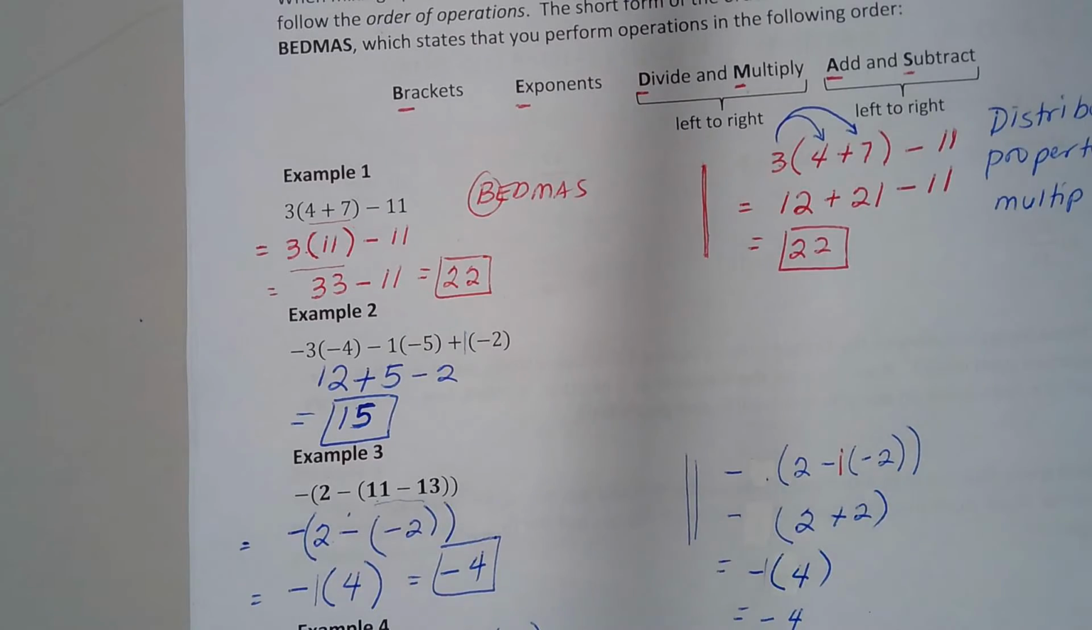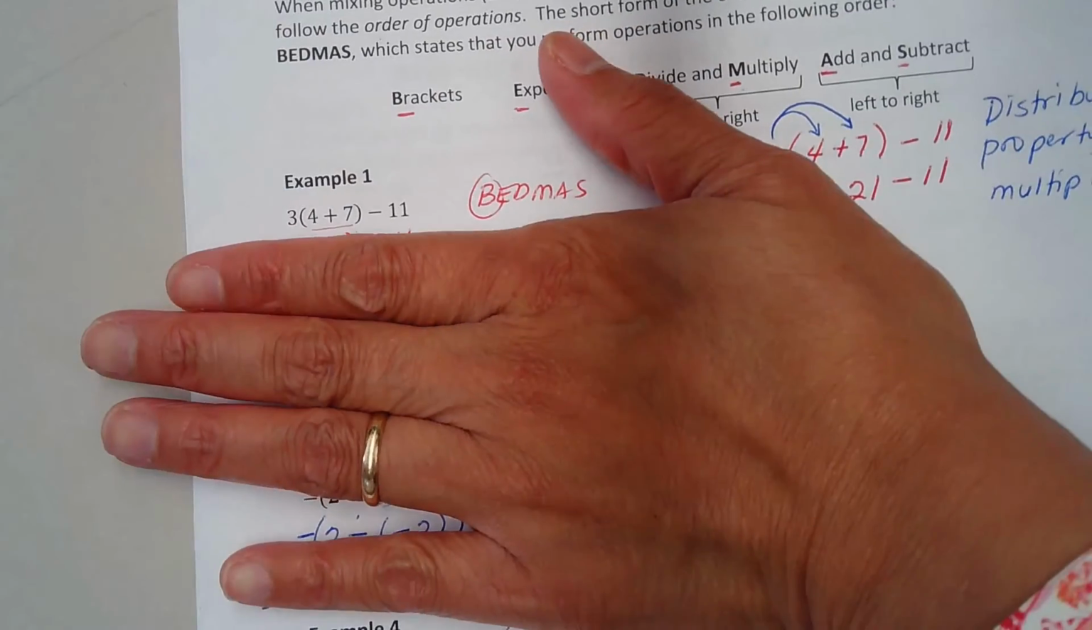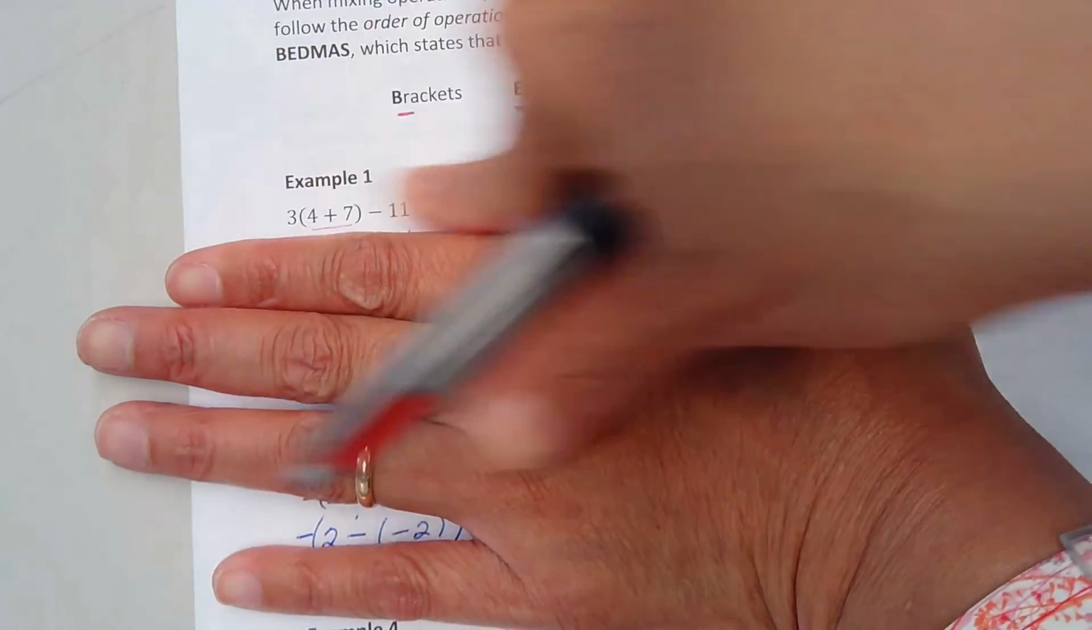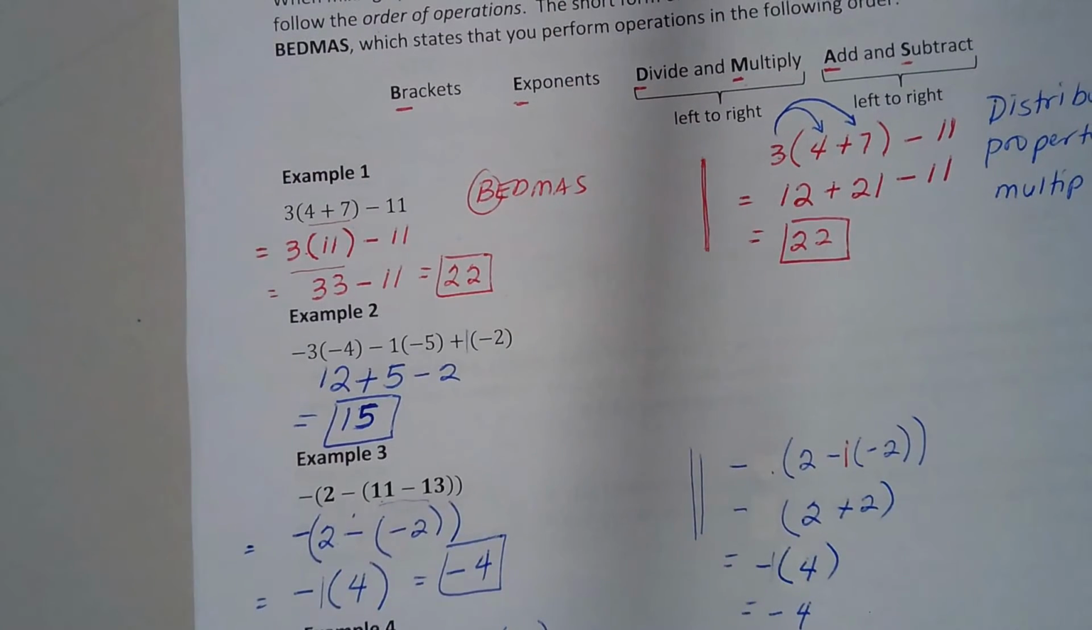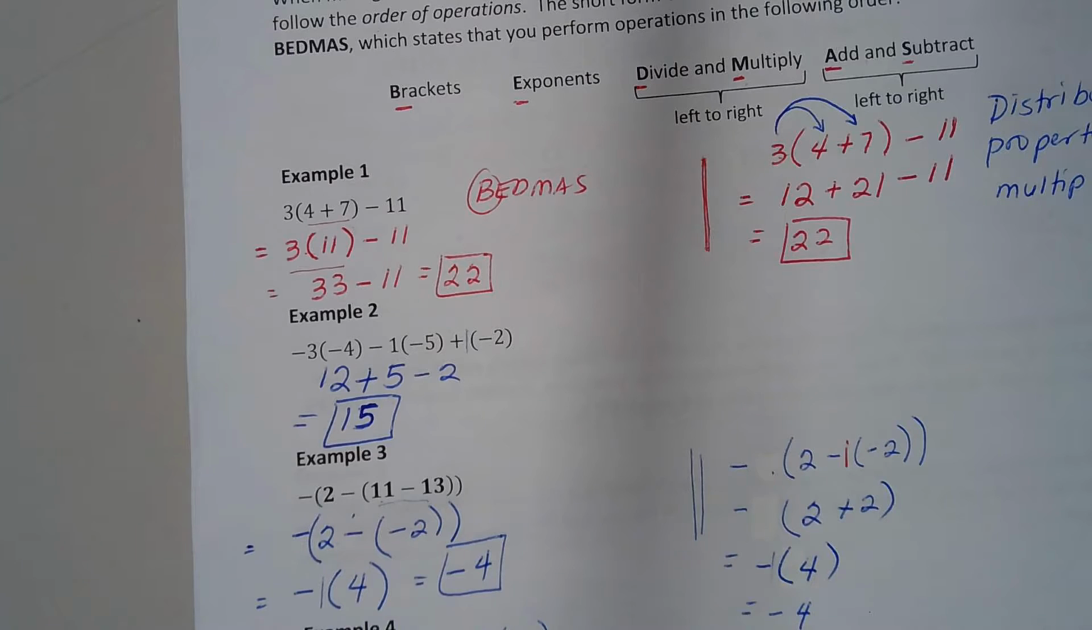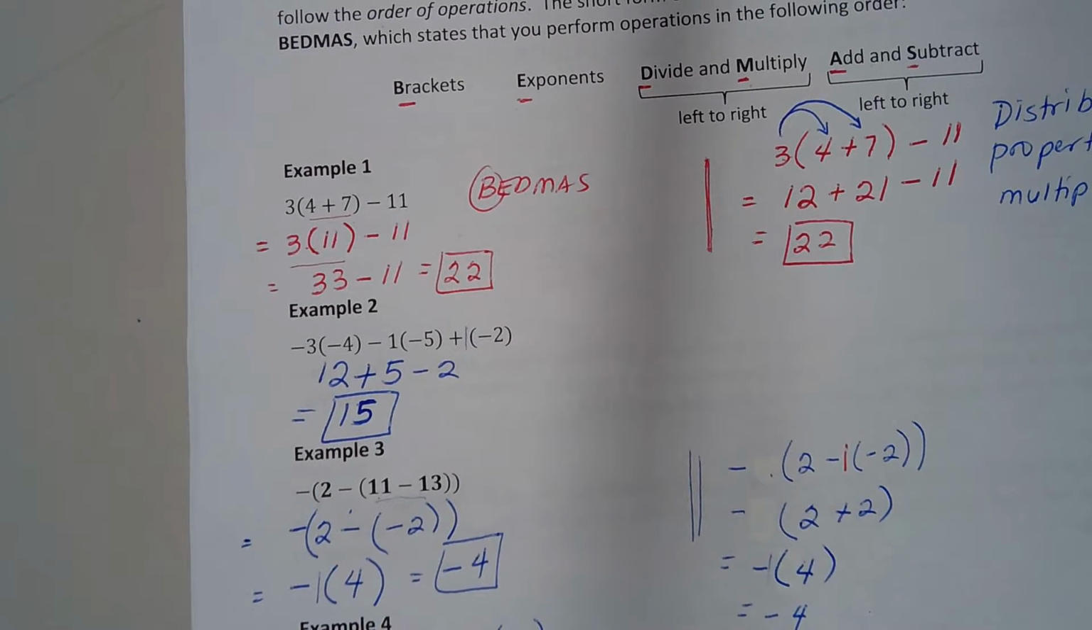Now, if you don't have a calculator, maybe your neighbor has some kind of calculator. Can you just type this in onto your calculator? Just type the whole thing: 3, open brackets, 4 plus 7 minus 11. See what number you get.